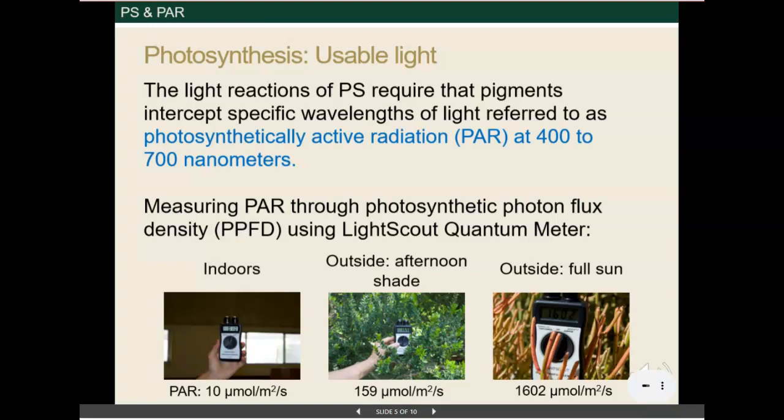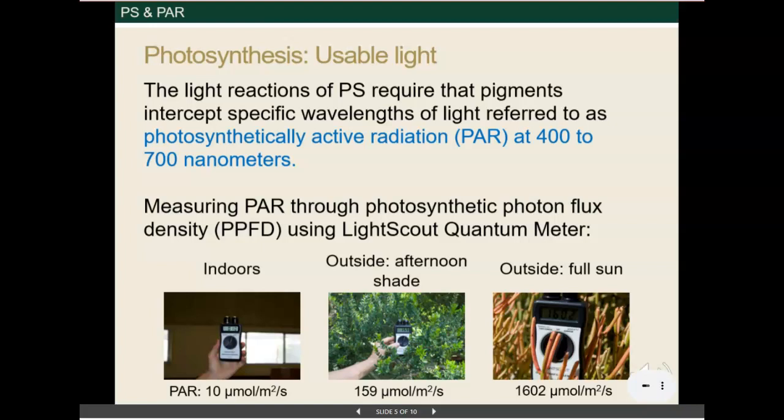The meter pictured on the slide, the Light Scout quantum meter, is designed to measure the light that drives photosynthesis, or the PAR light. This is also referred to as quantum light because it is measured in units of moles striking an area over time. Plant biologists quantify PAR using the number of photons in the 400 to 700 nanometer range received by a surface for a specified amount of time using the photosynthetic photon flux density, PPFD. PPFD is normally measured by moles per meter squared per second.